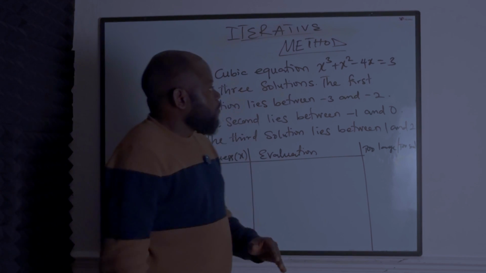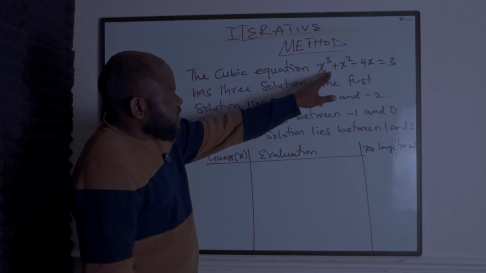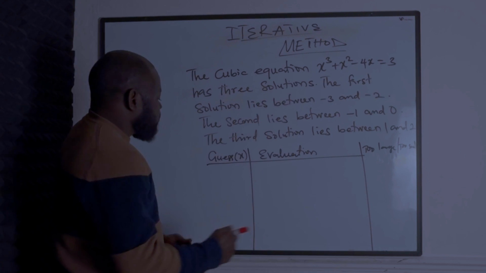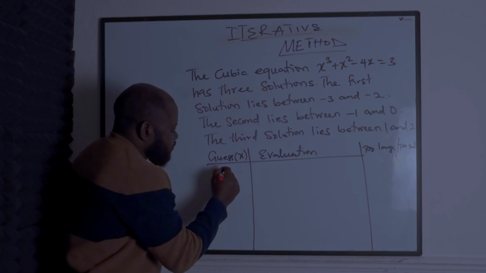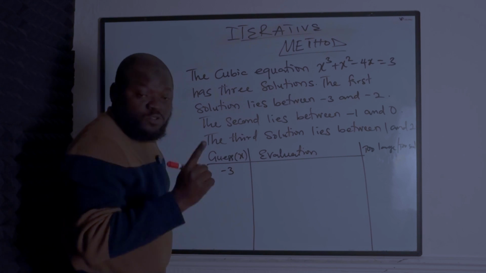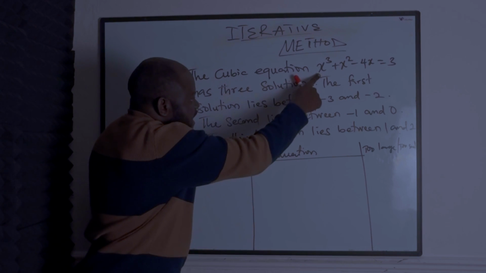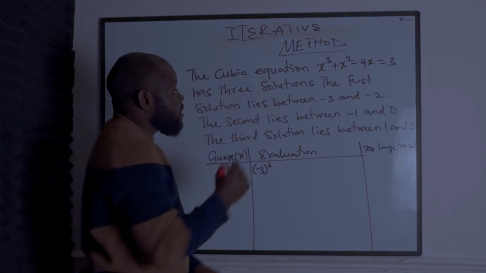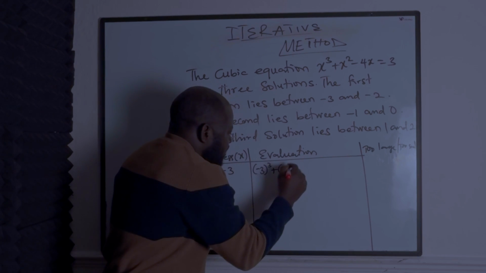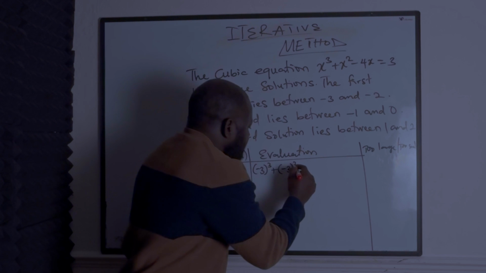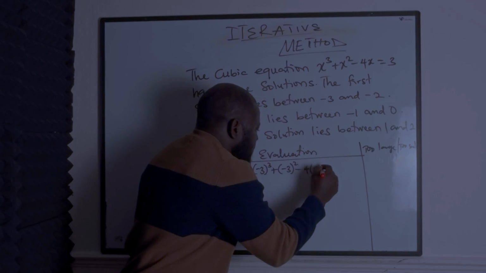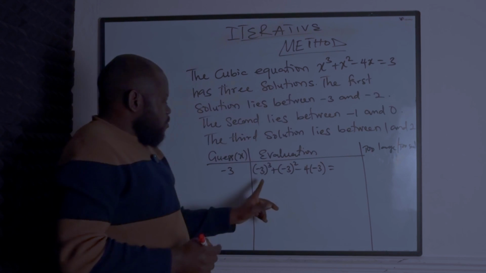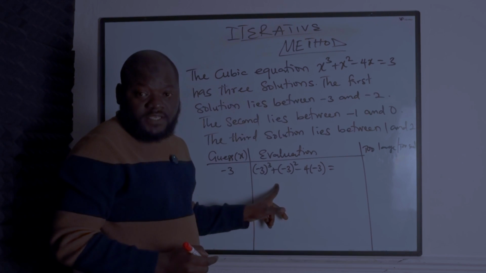And how are we going to know? You know this equation, x cubed plus x squared minus 4x equals 3. So what we are going to do is let's make our first guess to be minus 3. If we do that, then instead of x here, we'll put minus 3 there. That will be minus 3 cubed plus minus 3 squared minus 4 into minus 3 equals. So instead of writing 3, we are going to write whatever result this gives us.